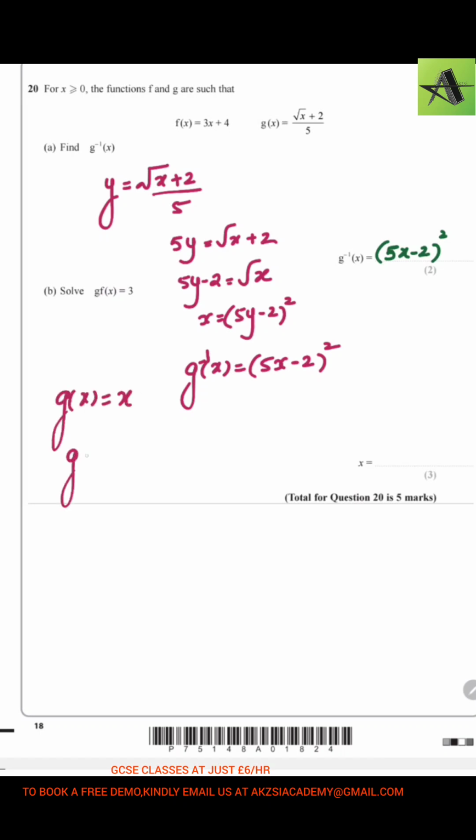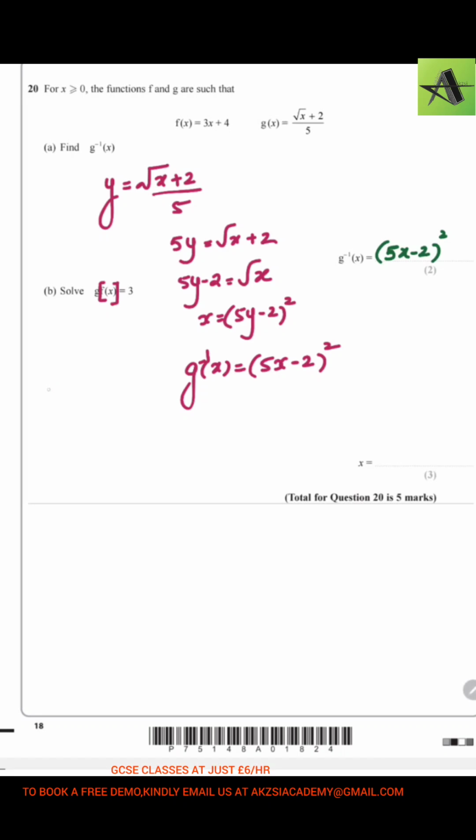So g of 1 is what? I will replace x with 1. If it's g of f of x, then I'll replace x with f of x. So whatever value I am substituting in this bracket, this is actually the value of x that I'm substituting.